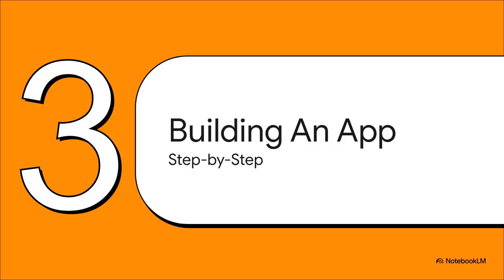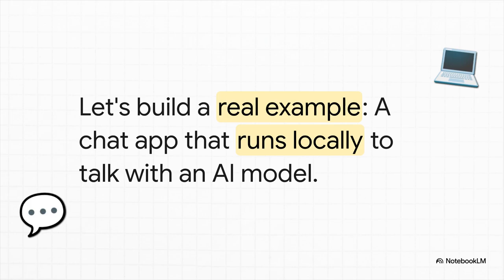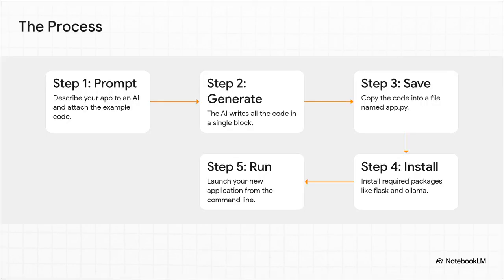Okay, so we've got our ingredients. Now let's get our hands dirty and see how this all comes together to build a real app step by step. We're actually going to build a chat application. This thing is going to run completely on our own computer and let us chat with a local AI model, maybe something running through Ollama. It's a great example because it needs both a nice user interface and some real power on the back end. And the process itself is just incredibly simple.